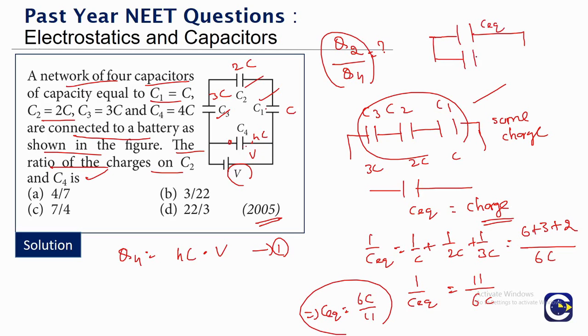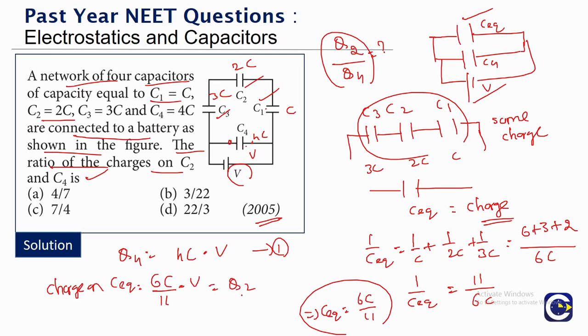This C equivalent, along with the C4, will be in parallel arrangement with the battery. So charge on the C equivalent will be its capacitance into the potential difference across it. Now this will be the charge on the capacitor 2 also, which will be of course charge on the capacitor 1 and also capacitor 3, because all these three are in series arrangement. So this is our Q2 value.